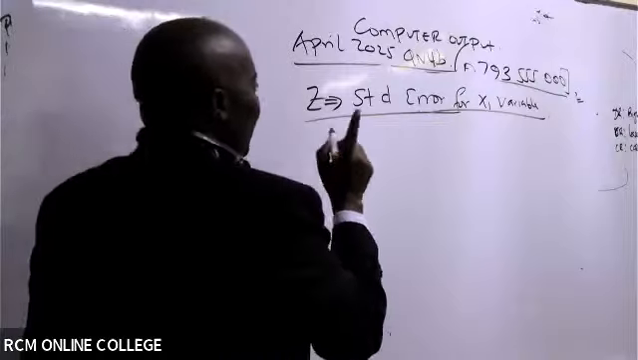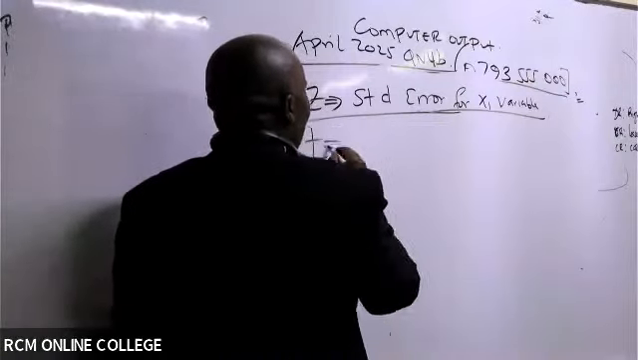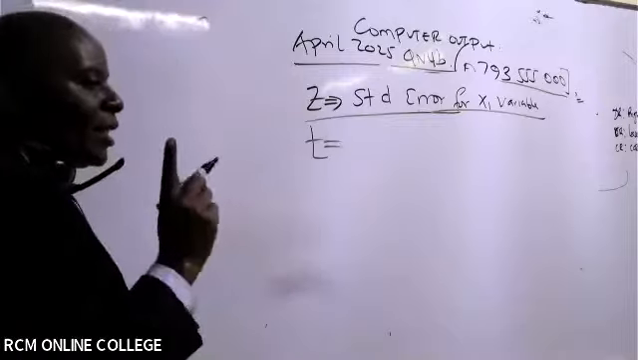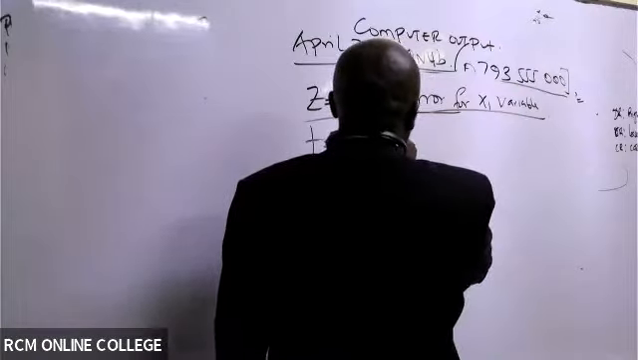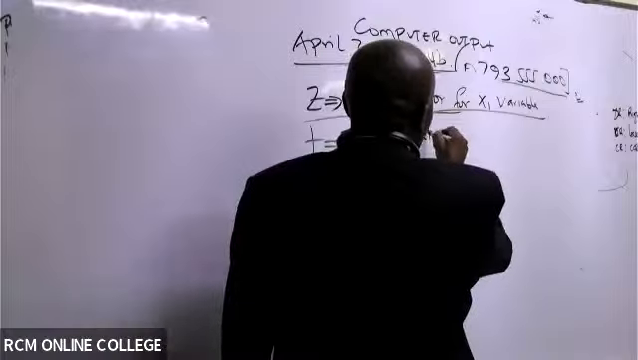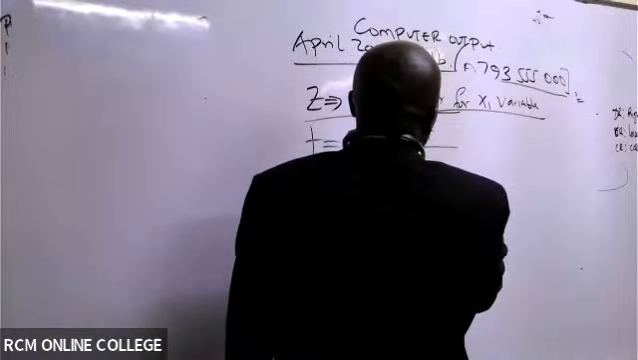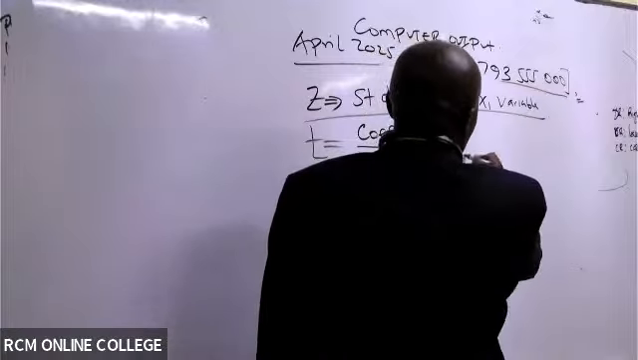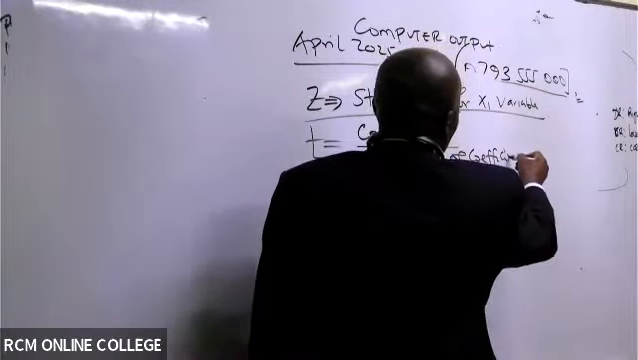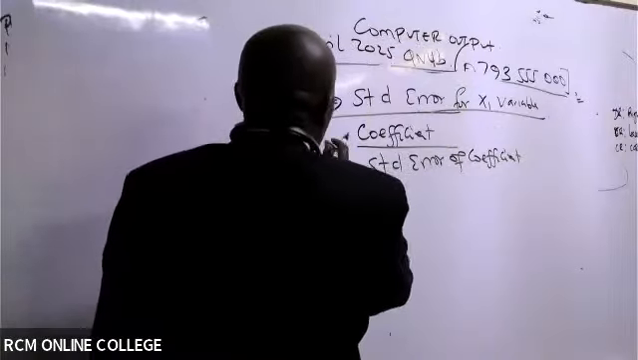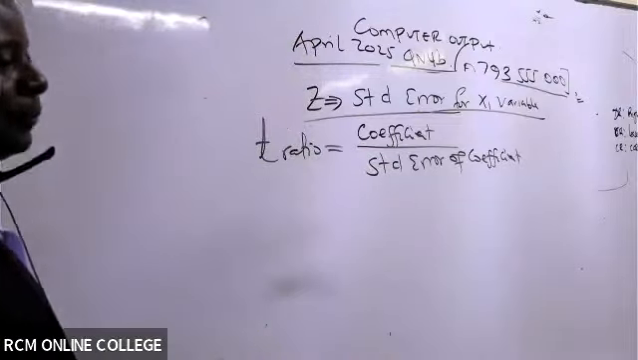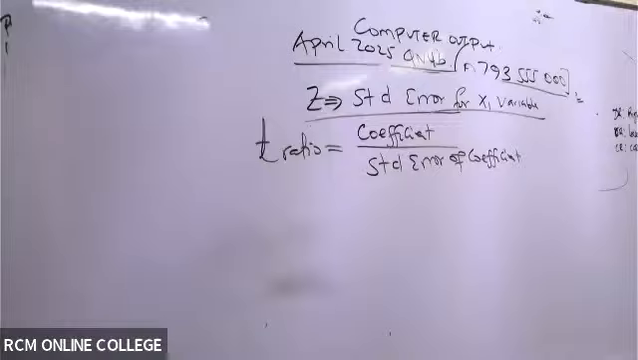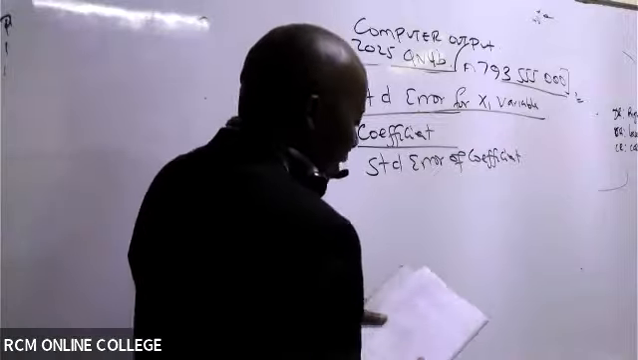So here I will be expected to master some formula. To get this T, ladies and gentlemen, how do we get this T? You take the coefficient all over the standard error. Standard error of the coefficient. This is how we get the T, the T ratio. You should always write it like that. To get the T ratio, a very, very important formula, we take the coefficient all over the standard error of the coefficient.